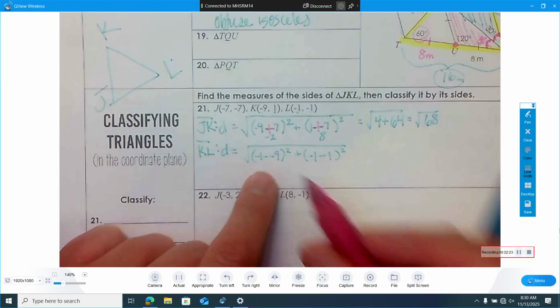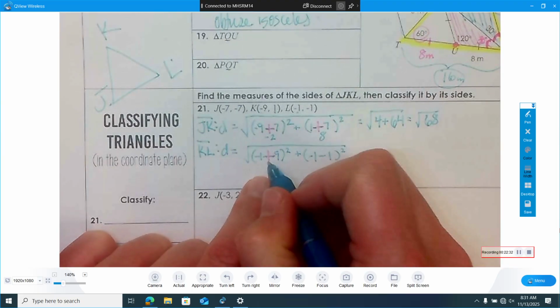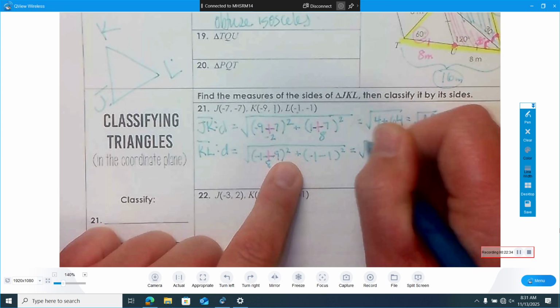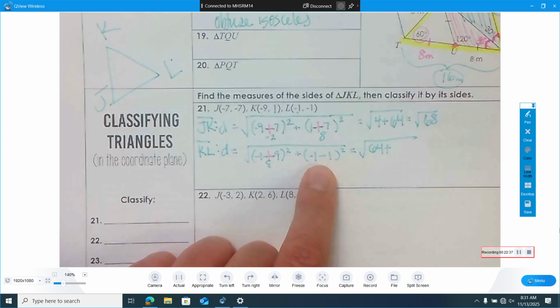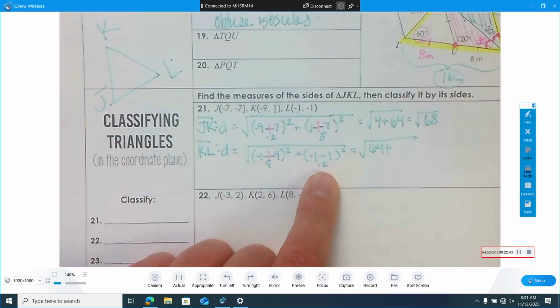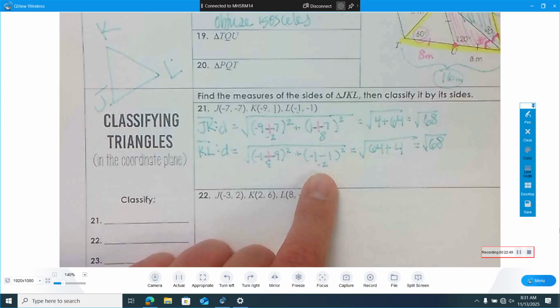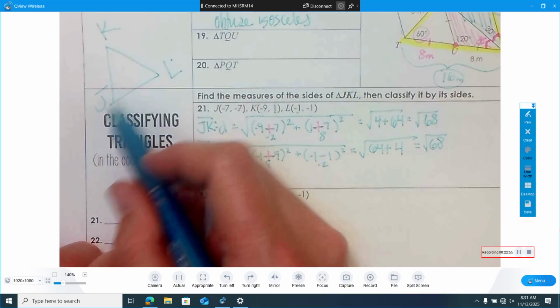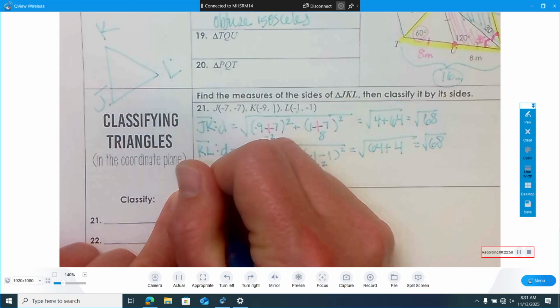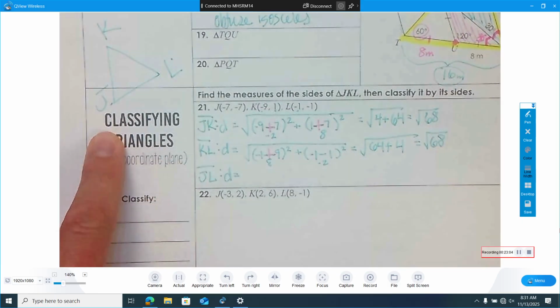All right, so then minus a negative is really plus. So -1 and a 9 make 8. And 8 squared becomes 64. And here I have -1 minus 1. That's -2. And -2 times -2 is +4. So once again, I get a 68. So this triangle is already isosceles. But we got a third side to check. So we're going to check JL. That's my last side of my triangle, JL.